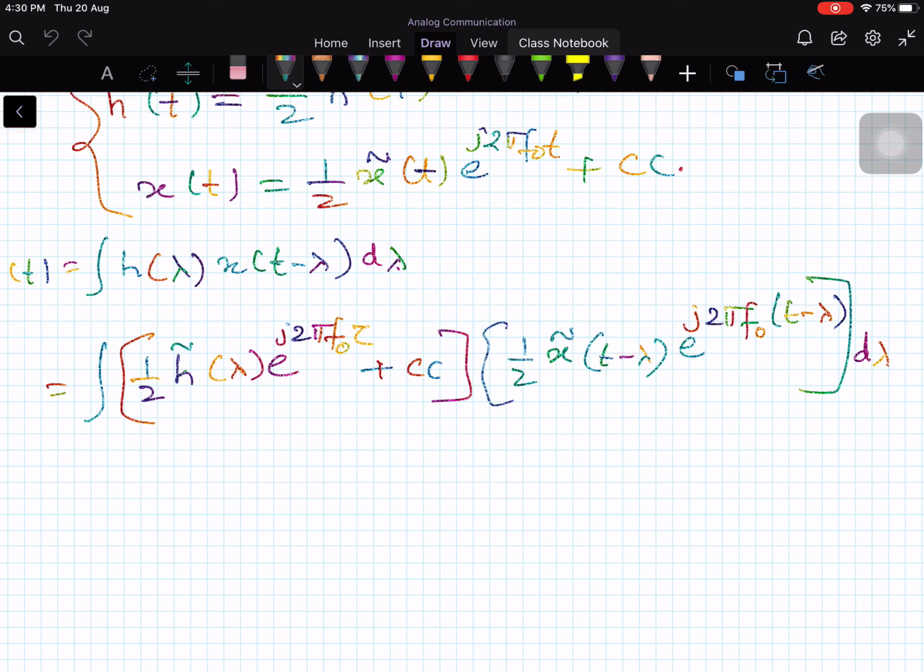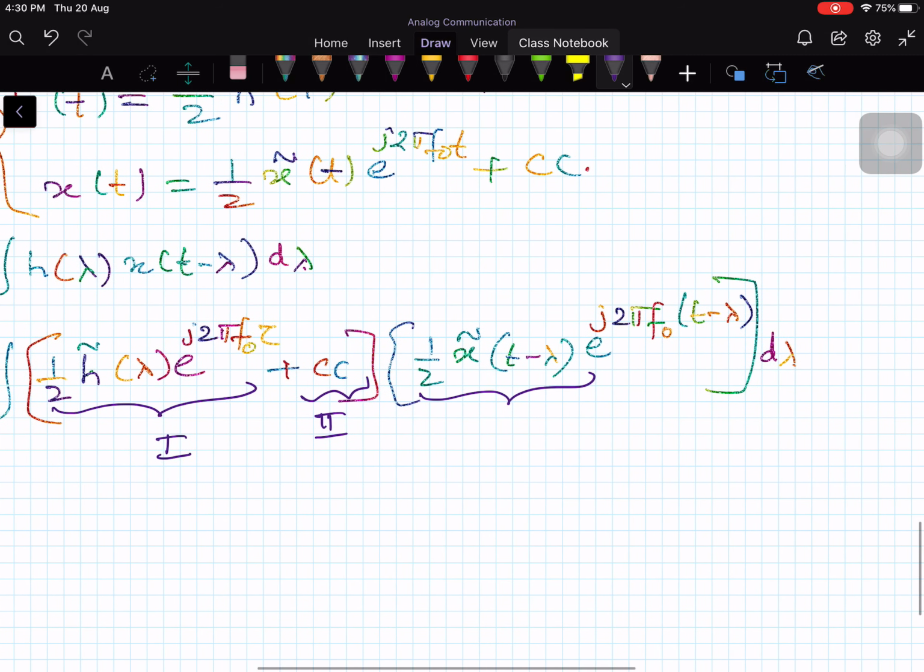Maybe this color. Okay, so this is the, let's say, first component, and this one is the second component. This one is... I'm sorry, one more component I forgot here. Let me write down the third component plus complex conjugate, and then d lambda. Therefore this is going to be the fourth component.